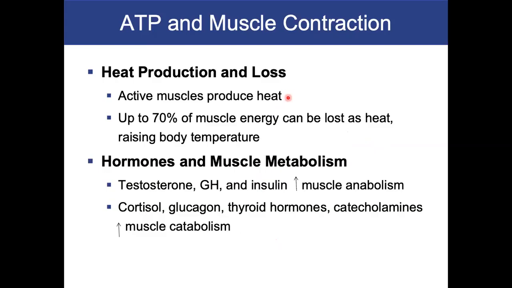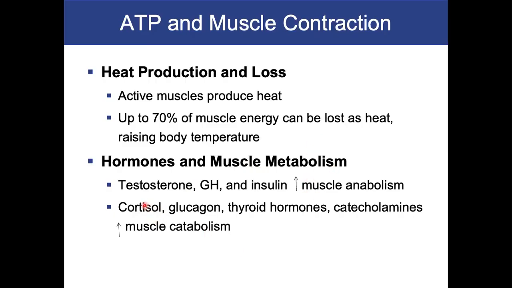Heat production and loss. Active muscles produce heat. About 70% of muscle energy can be lost as heat. So that's raising body temperature. Muscle metabolism. So testosterone, as you guys know, testosterone, growth hormone, and insulin increase muscle anabolism. Is that building up or is that degrading? Good, it's building up. So testosterone and growth hormone and insulin increase muscle building.